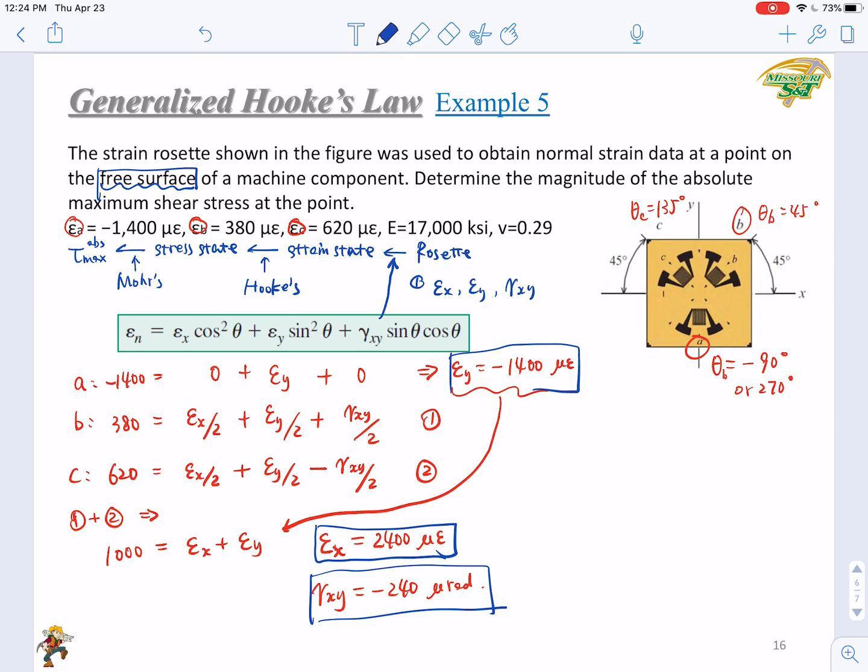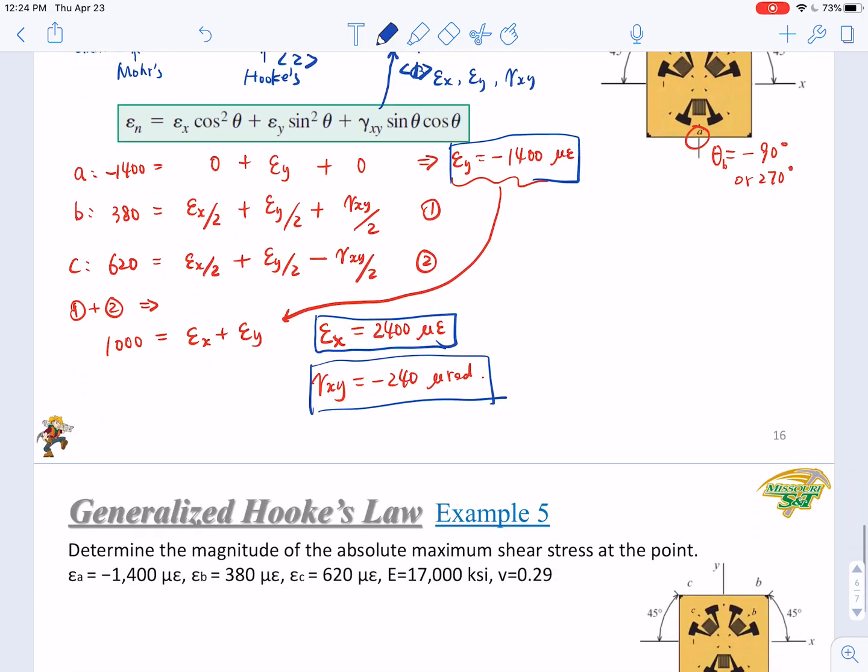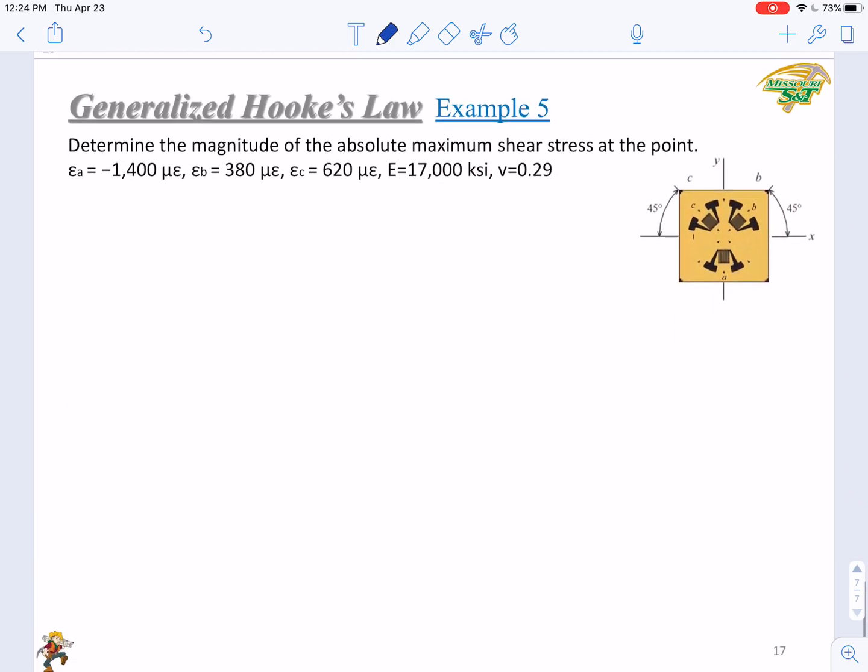Okay, then we can do the second step. The second step is to use Hooke's law. This is the first step. The second step will be using Hooke's law to calculate the stress states from strain states, right? So the second step: strain to stress.